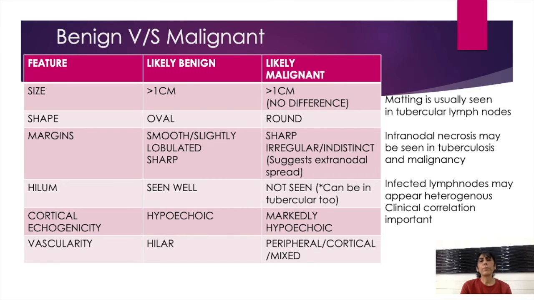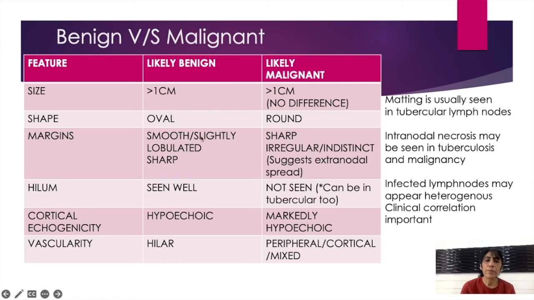Now we come to benign versus malignant. What are the features of benign lymph nodes and what are the features of malignant lymph nodes? Right now we are talking about the diseased lymph nodes, right? So size more than 1 centimeter may be there in both. So there is no difference. Size is no criteria to differentiate between benign and malignant. Shape. Benign lymph nodes usually are oval. Malignant lymph nodes are usually round.